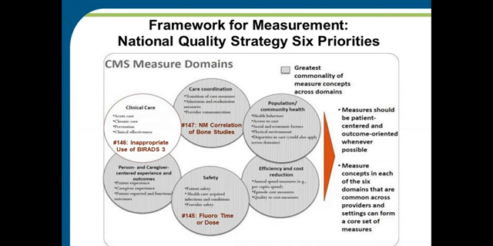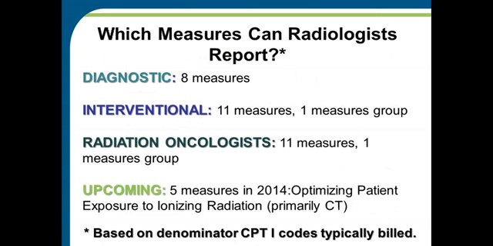CMS has begun to structure the measures in PQRS according to the National Quality Strategy 6 priority areas. The domains that they use are clinical care, care coordination, population and community health, efficiency, safety, and patient-centeredness. And you can see on this slide several examples of measures reportable by diagnostic radiologists and where CMS has placed them in the measure domains.